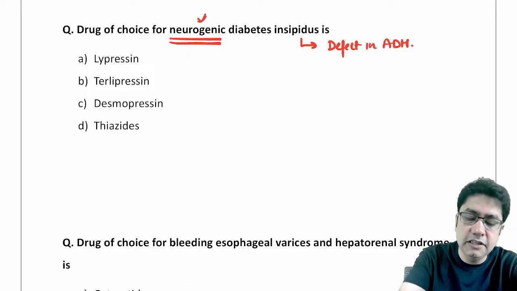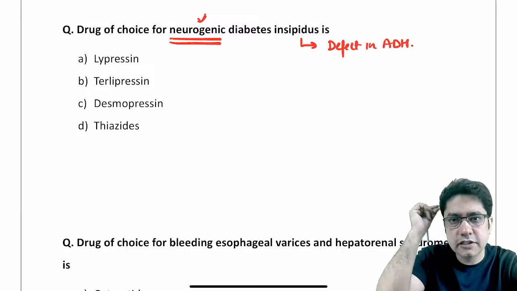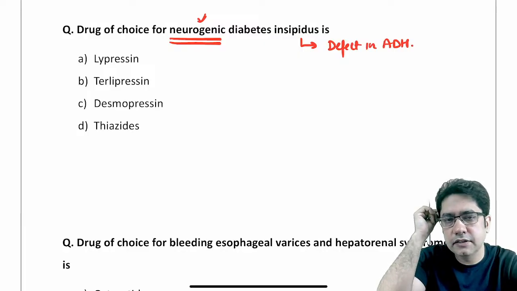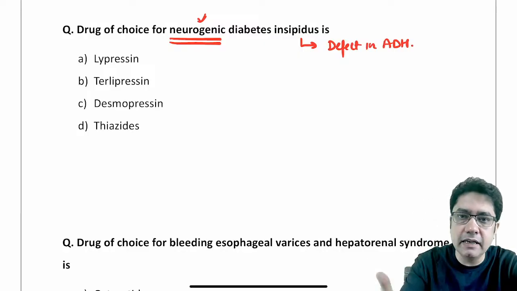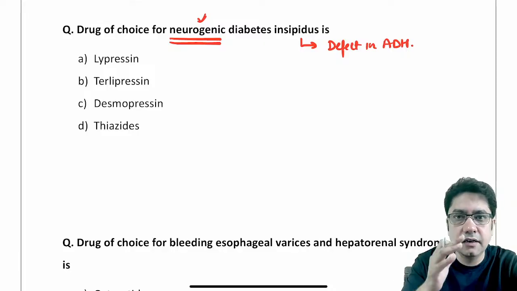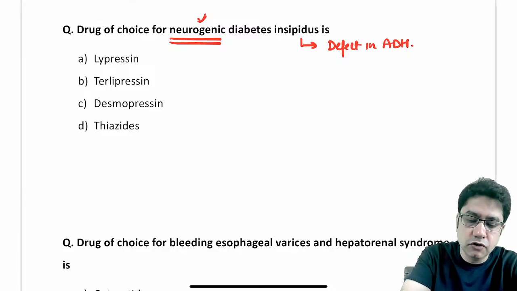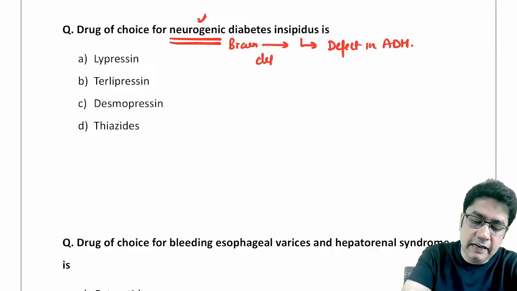And neurogenic means the brain neurons, especially hypothalamic neurons, are not making or synthesizing this ADH hormone. So the brain is not making ADH hormone, so there will be deficiency of ADH hormone in the body.